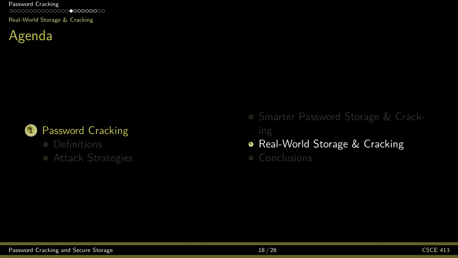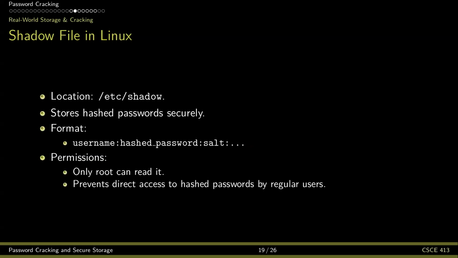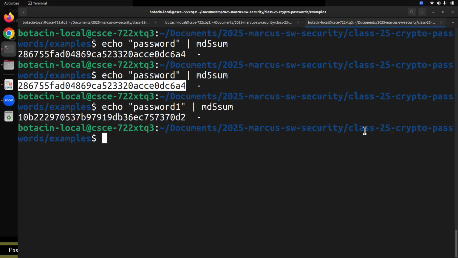So let's talk about how this happens in the real world. Let's give an example in Linux, because in Linux we have a storage like this. We have a file called shadow in the etc location that you can check in your own system right now. This password file is protected. Only the root can have access to these passwords, right? So basically, there are two files, the passwd and the shadow.